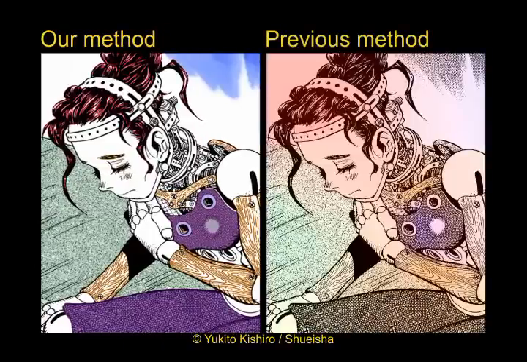Here, we show the result of our colorization method and that of the previous method in a side-by-side manner. Note that the color regions are faithfully preserved in our result, while a leaking problem is observable in the result obtained by the previous method.